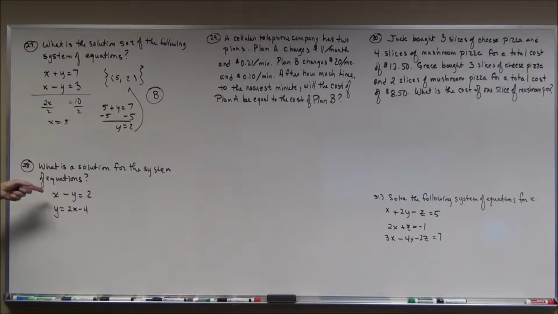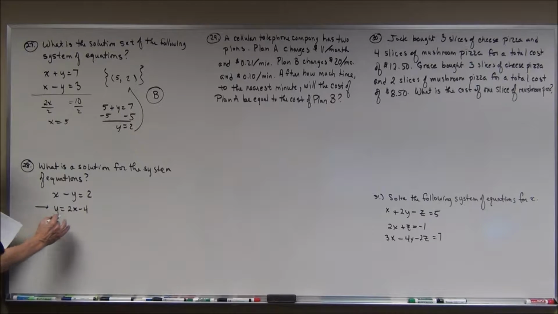Now on this problem, it's the same kind of a problem. What's the solution for this system of equations? But notice that the x's and the y's aren't lined up nicely. However, also notice that the bottom equation has one of the variables isolated to one side. I would use substitution here.